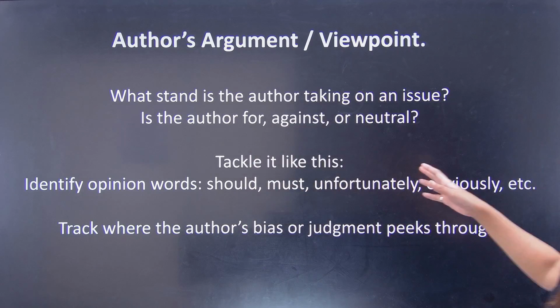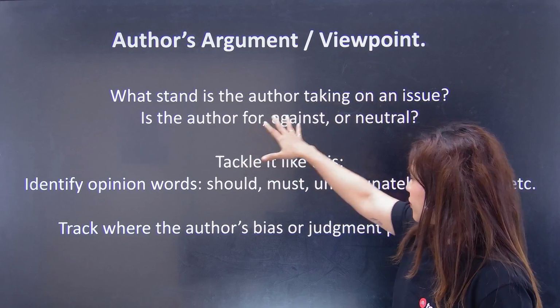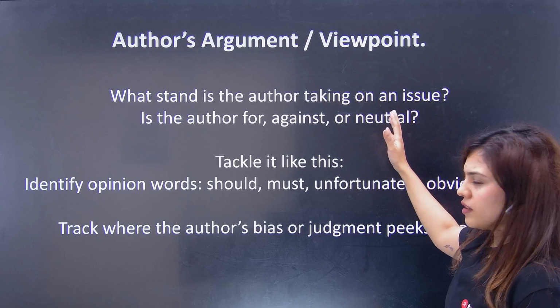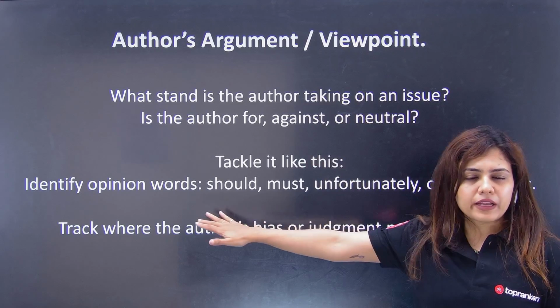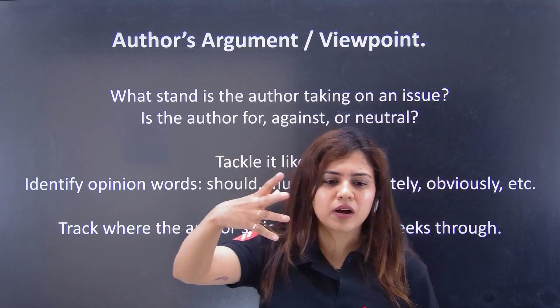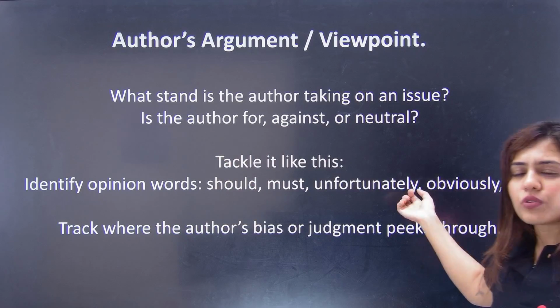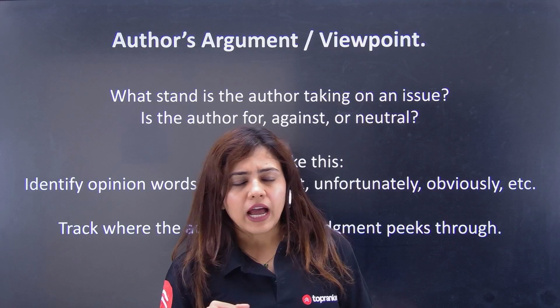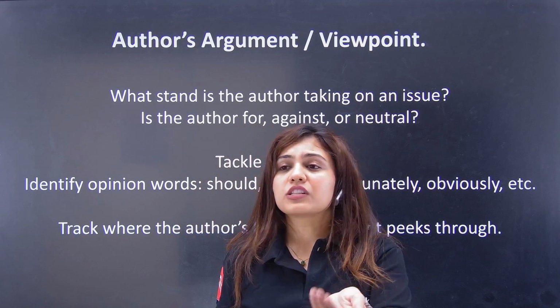ठीक है, तो यहाँ पे हम देख सकते हैं कि what stand is the author taking on an issue? Is he in favor of, against, or neutral? ठीक है, related to the topic. Now, you need to understand and identify the opinion words. Opinion words का मतलब है, again, if you see the writer using should, must, unfortunately, obviously, these are also known as transition words. And you can also be really, really aware of conjunctions.